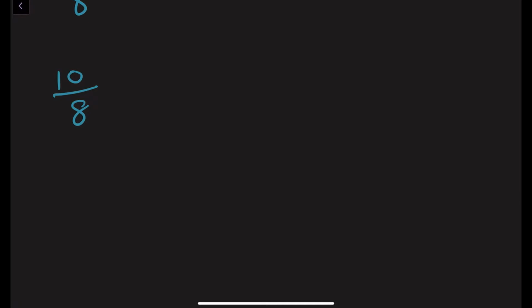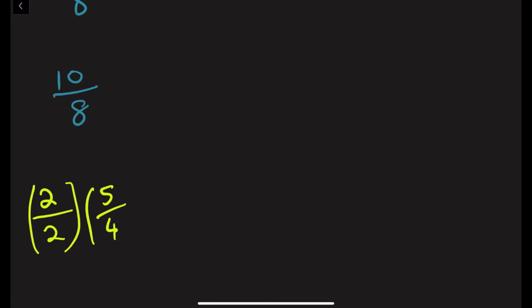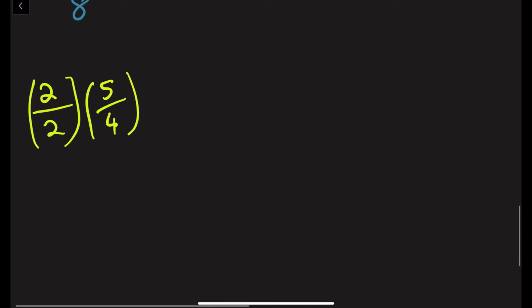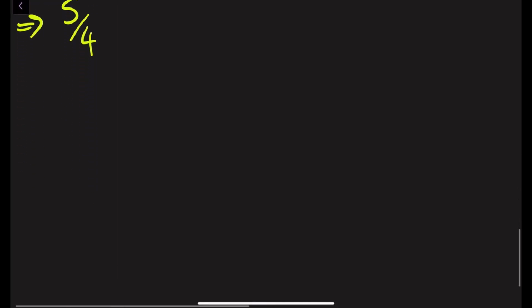And then there's a common factor between 10 and 8. The highest common factor happens to be 2 here. So if we factorize 2 out of this, we write it as 5 over 4, and then 2 over 2 will simplify to 1. So we'll be left with our answer, which is 5 over 4.